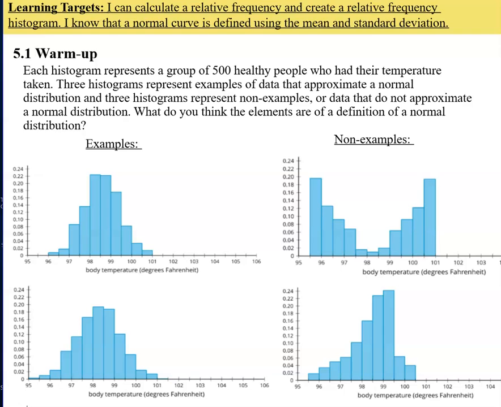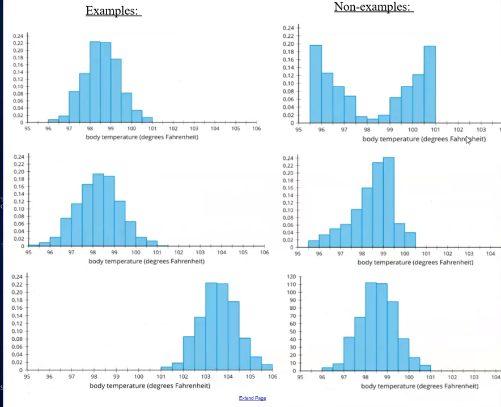So for our warm-up, take a look. Each histogram represents a group of 500 healthy people who had their temperature taken. 3 histograms represent examples of data that approximate a normal distribution, and 3 histograms represent non-examples, or data that do not approximate a normal distribution. What do you think the elements are of a normal distribution? So take a look at these examples or look at them in your workbook and pause the video here and you can have a short discussion about what you think makes a normal distribution.